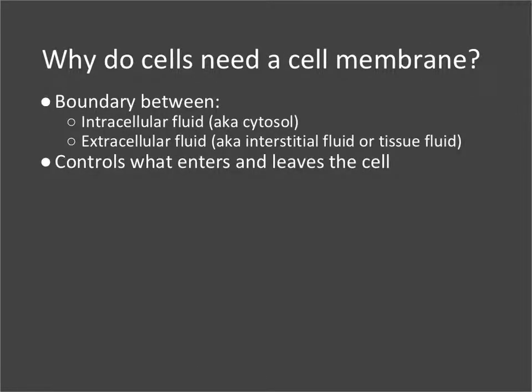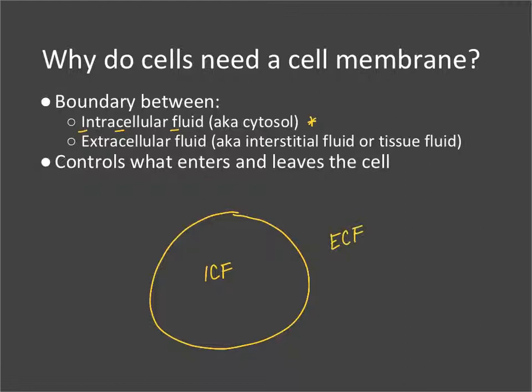So, first of all, why do cells need a cell membrane? Well, you can think of the cell membrane as almost like a skin between the inside environment and the outside environment of the cell. So inside the cell, you have fluid called the ICF, and that's our intracellular fluid. And outside the cell, you have the ECF, which stands for the extracellular fluid. And then this line that I drew here is representing the cell membrane.